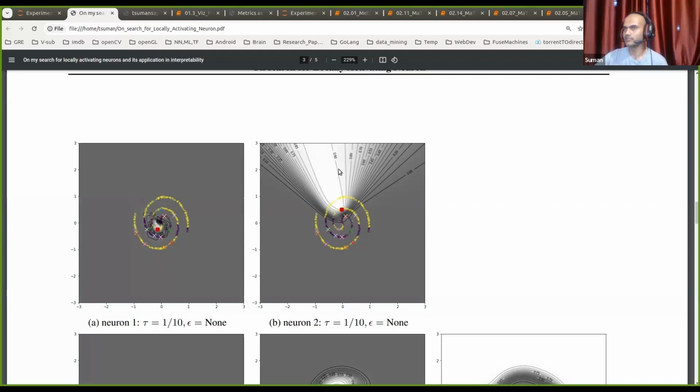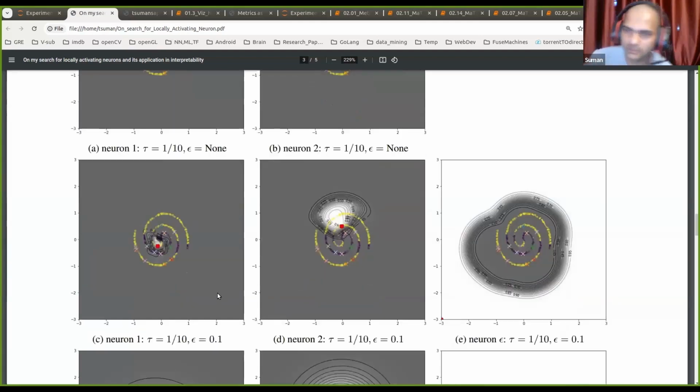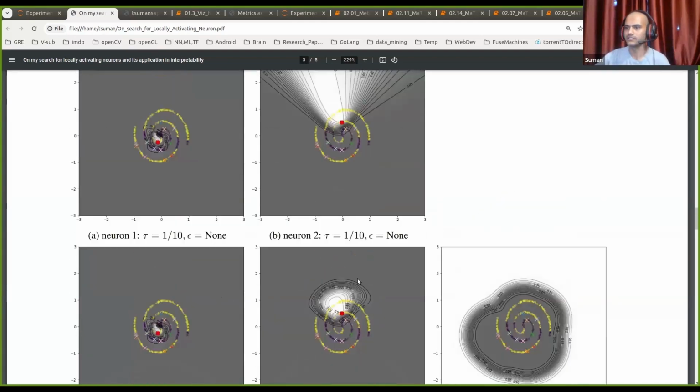That is a problem because we don't want to confidently predict what is not in the training set. I think it is very important to reject such examples, saying that the model doesn't know in that direction. So what I found is we can use epsilon to give a threshold beyond which the confidence decreases. And here you see that with the epsilon neuron, I was able to create a locally activating neuron.